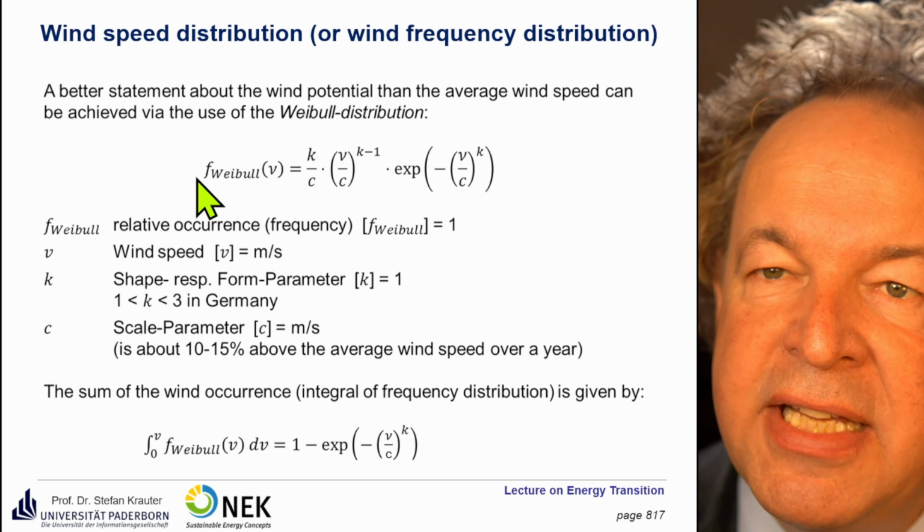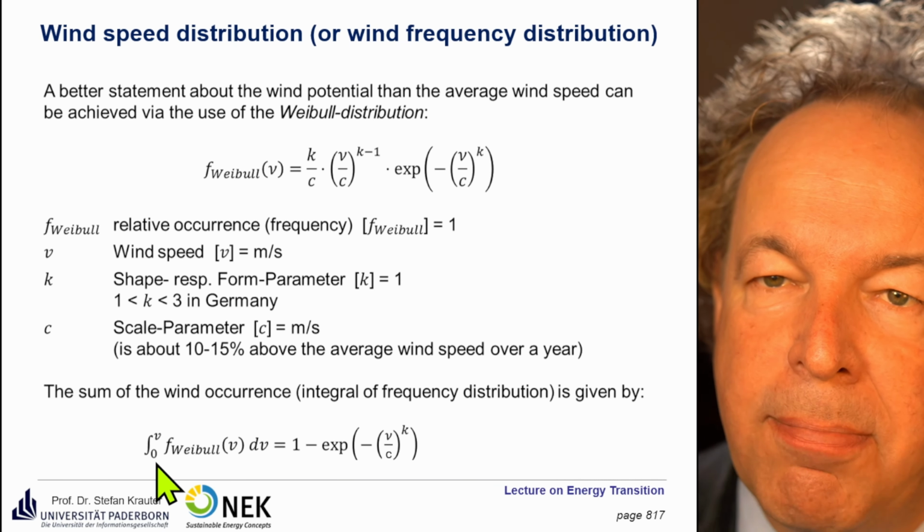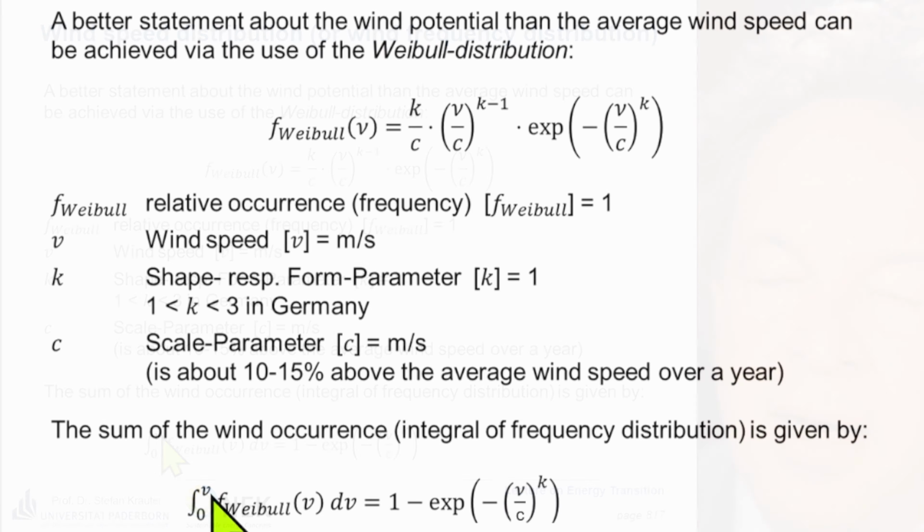We can also integrate this, for all the power provided. For example, v could be the saturation velocity here, so from 0 to v, it's the integration of that formula, and that is 1 minus the exponential function of minus v divided by c to a power of k.